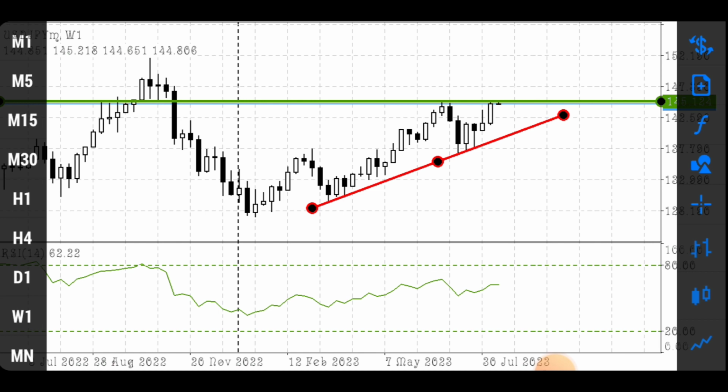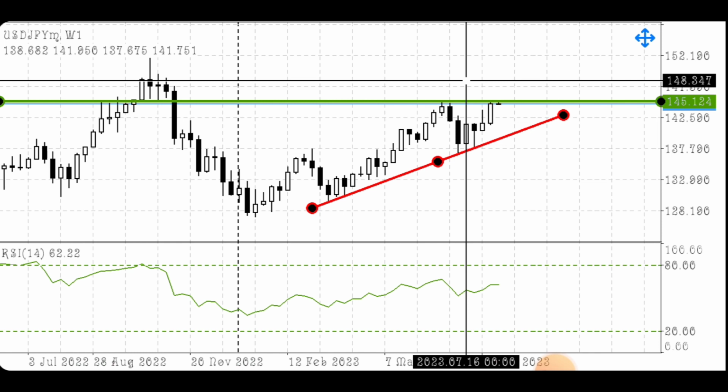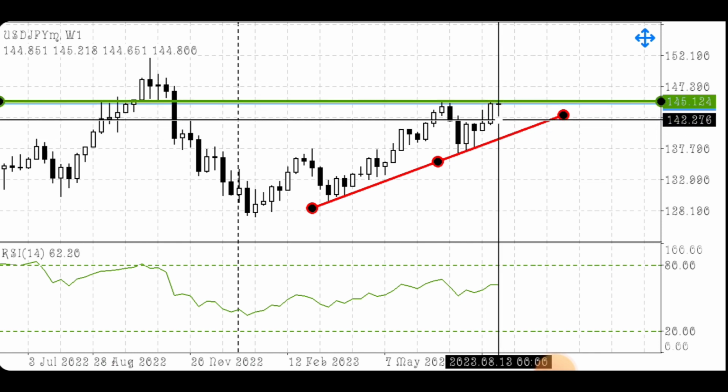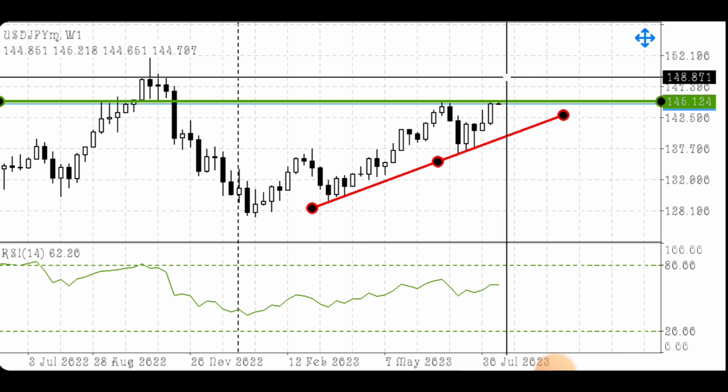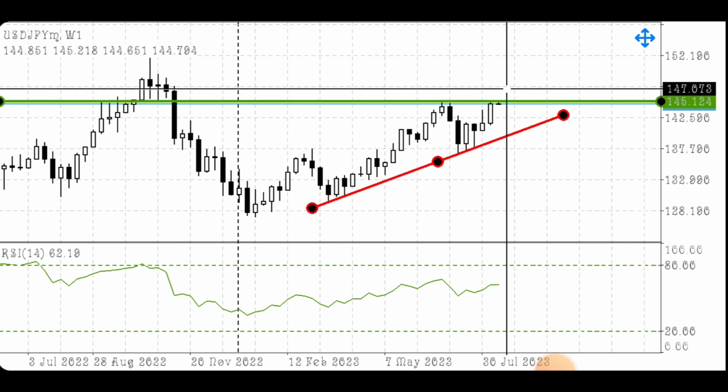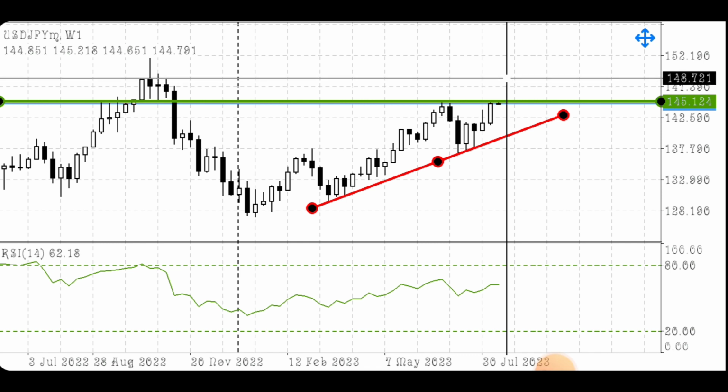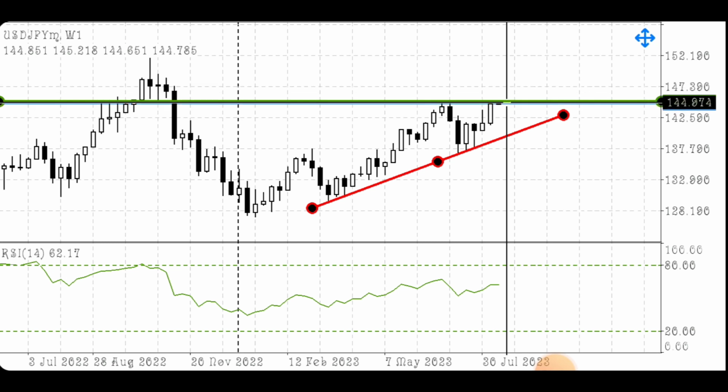So this week, my prediction, if the market breaks out from this point, 145.124, if there's a breakout at 145.124 here, then I'm assuming the market is going to go long until 148.871. So if there's a breakout here, I'll suggest you buy and set your take profit at 148.721. I'll also be taking the trade.